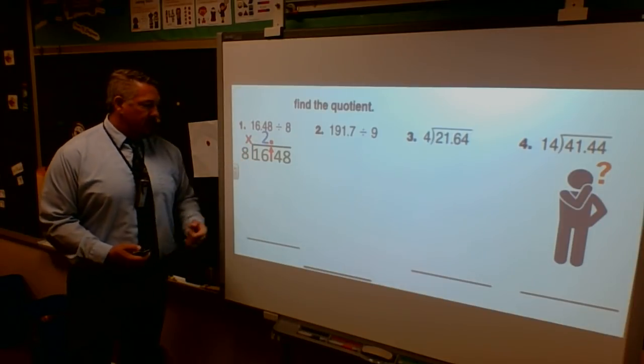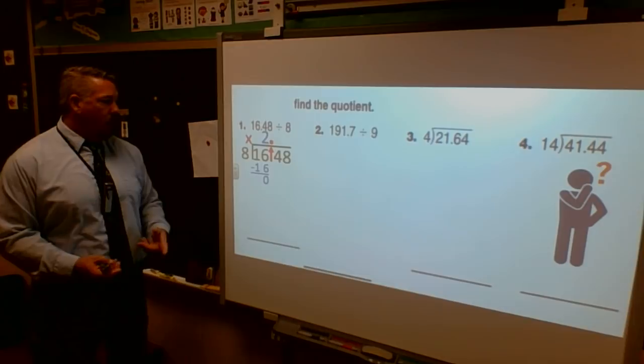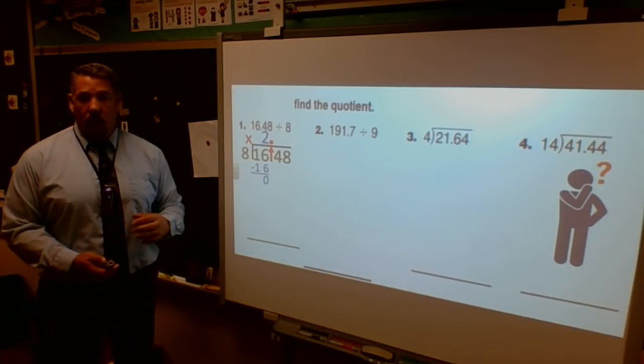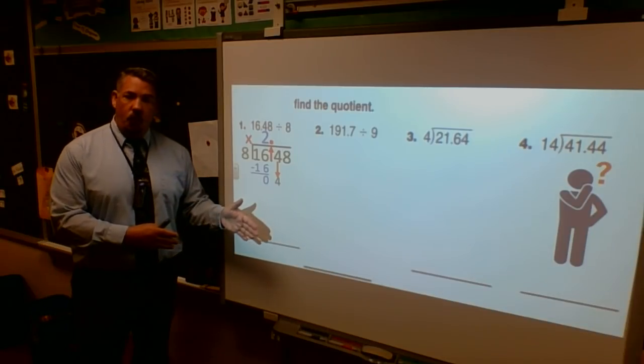2 times 8 is 16. I subtract those and I have a 0. Well, if I have a 0, then I have to bring down my 4. When I bring down my 4, I still have to ask, how many times does 8 go into 4?